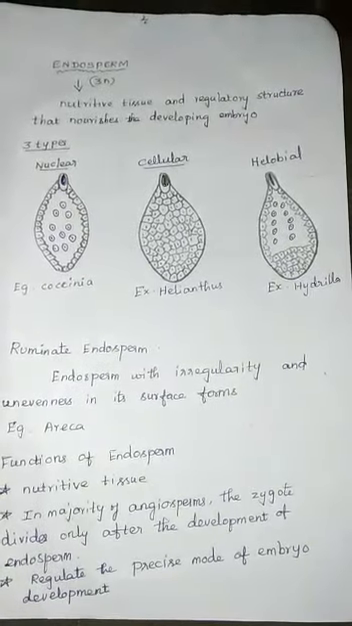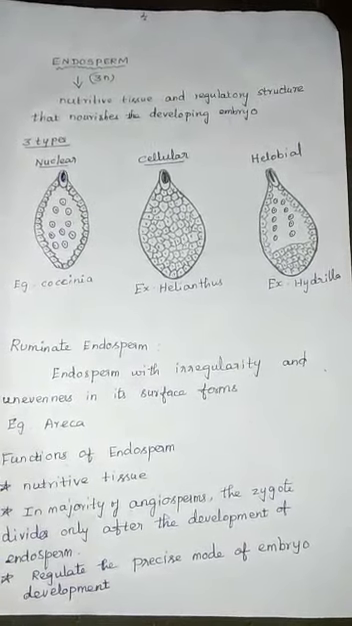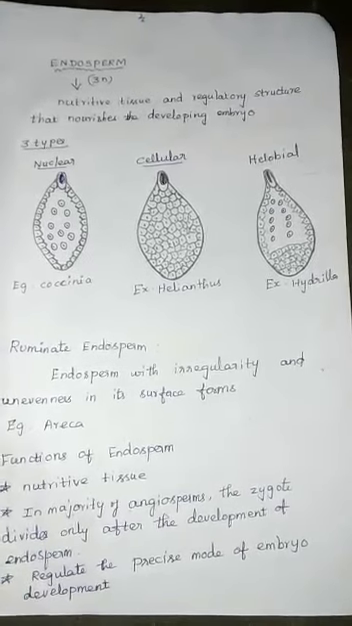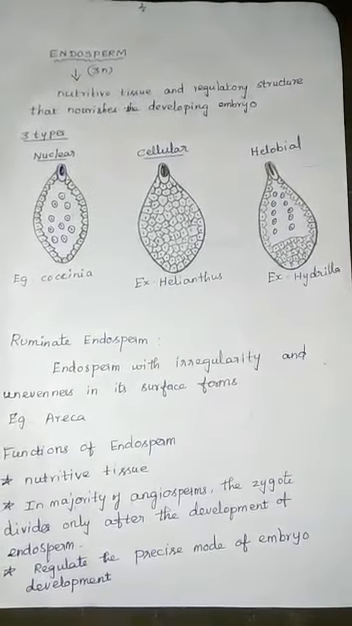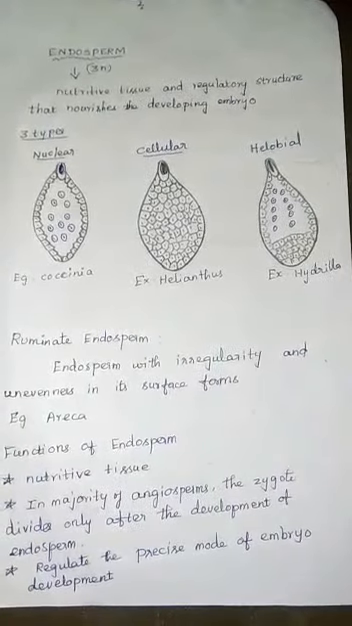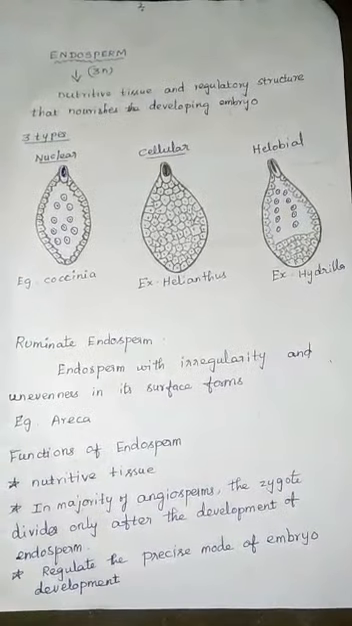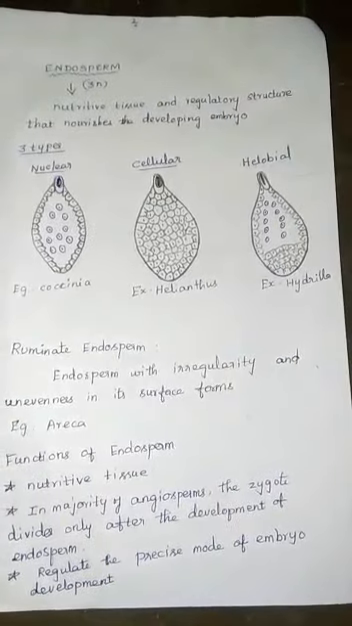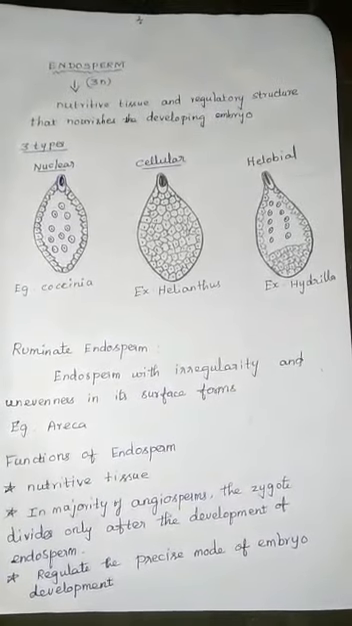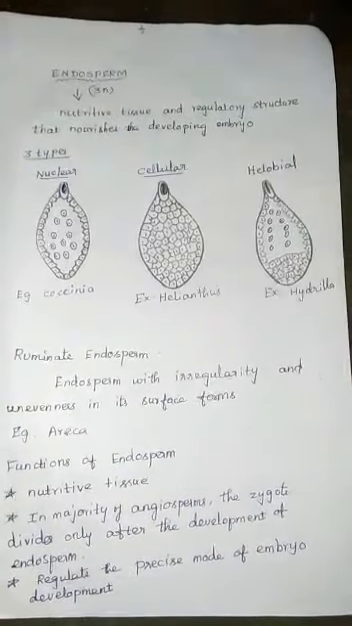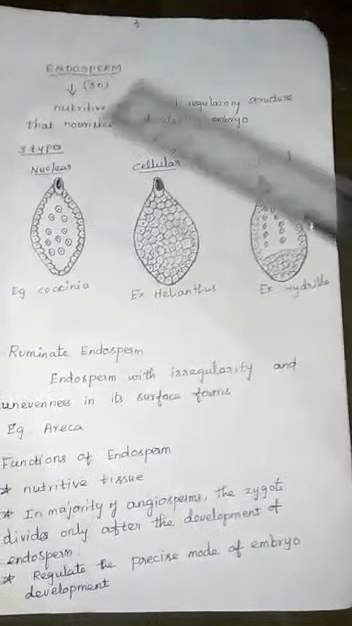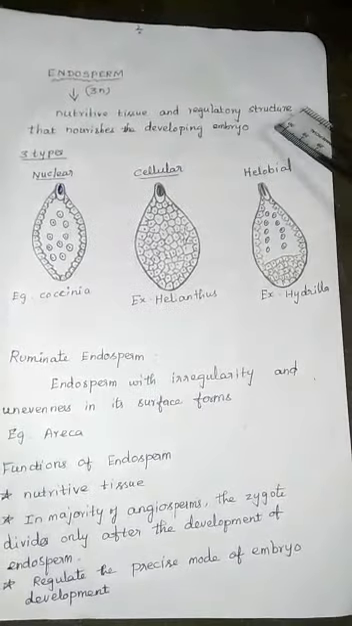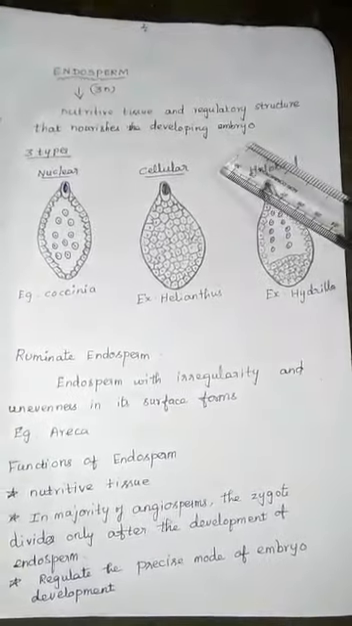Let's see the endosperm. The primary endosperm nucleus is the resultant of the second male gamete and the polar nucleus. The primary endosperm nucleus undergoes mitotic division and results in the endosperm. But it develops before the zygote starts to divide. Before the zygote starts to divide, the endosperm starts to grow. It's a nutritive tissue and regulatory structure that nourishes the developing embryo.